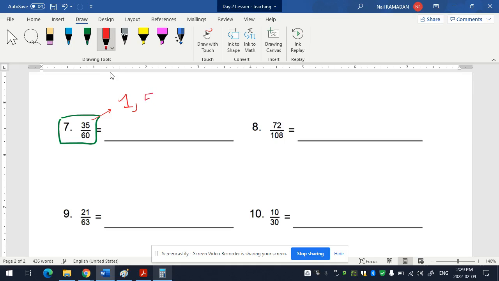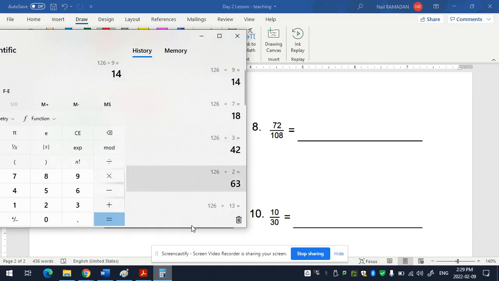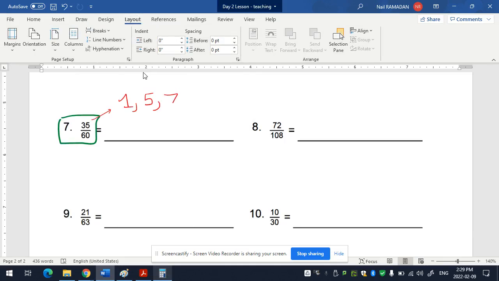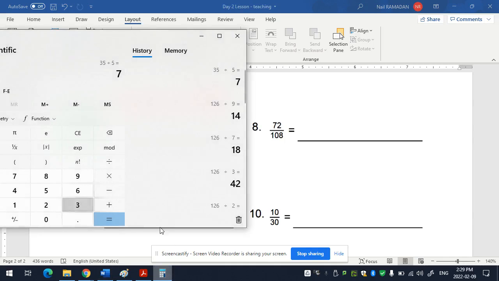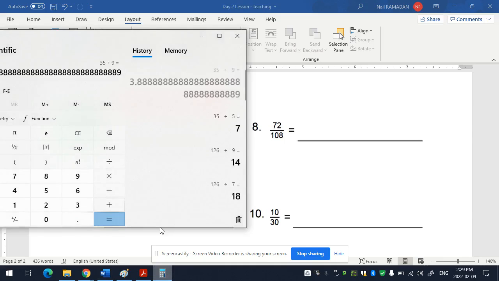Okay. Do you think 5 works? Of course, it's 35 for God's sake. 6, nope. 7, nope. 8, 9, 10, 11. Oh, sorry. 7. What am I saying? 7 works. Look, 35 divided by 5 will give you back 7. So 7 is on the list. Guess what? Nothing else will work. Try it. 35 divided by 9. Almost. Not quite. 36 works for 9, but not 35.